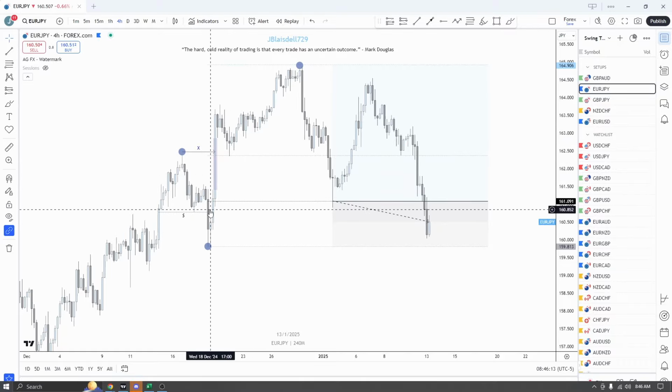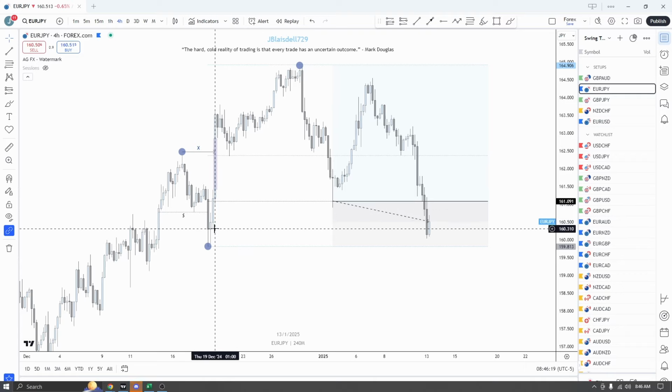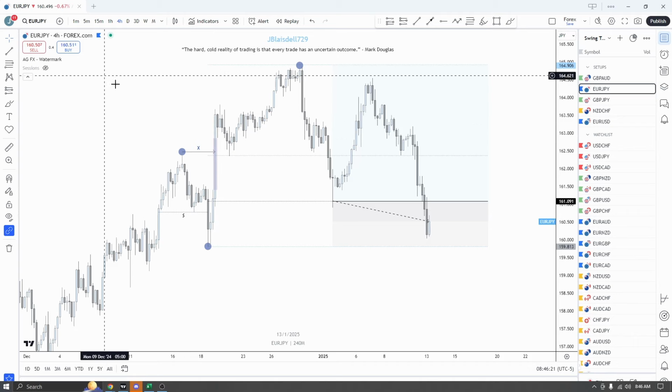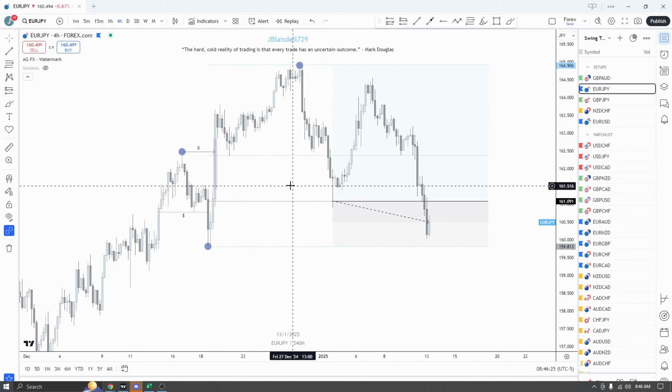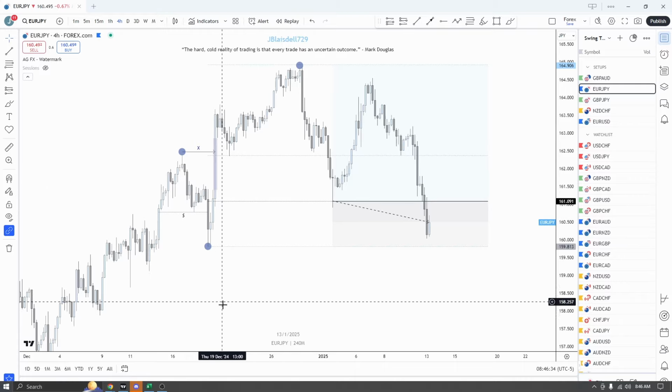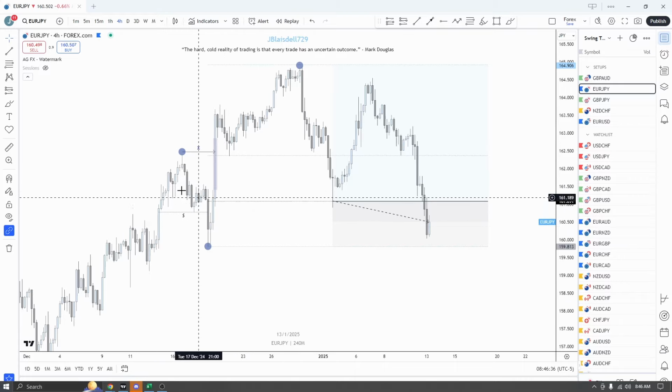I like to see these large fair value gaps here because it shows very high volume institutional involvement in the markets. Nobody like myself can create a move like this in the foreign exchange market, so it helps me better align myself with institutional price and where they may be taking. The second thing I like to see is that sweep on liquidity as well.